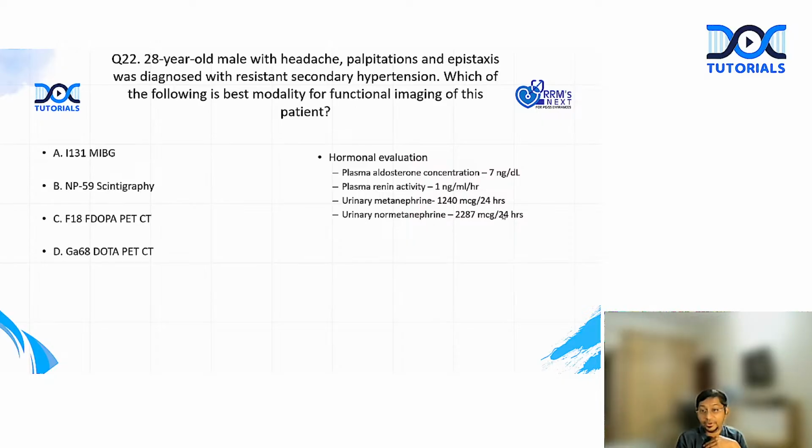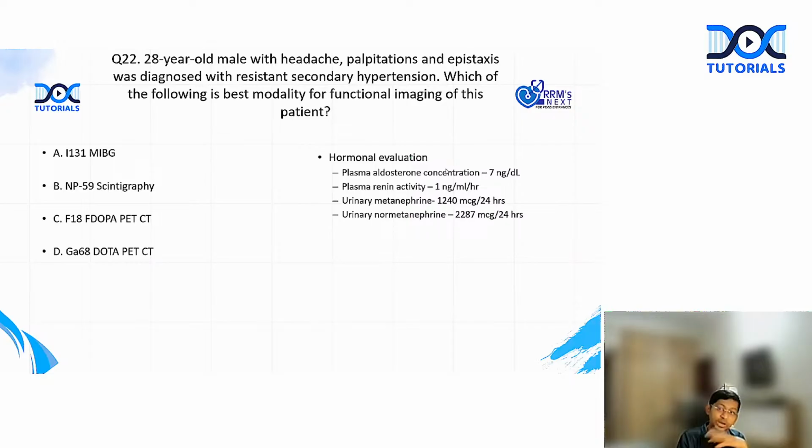a urine normetanephrine of 2287. These are all values that are given to slightly confuse you. Now you can see here very clearly this patient could be anything. Resistant secondary hypertension could also be primary hyperaldosteronism. However, here the plasma aldosterone is normal, renin activity is also normal, so there is no elevated aldosterone or suppressed renin.